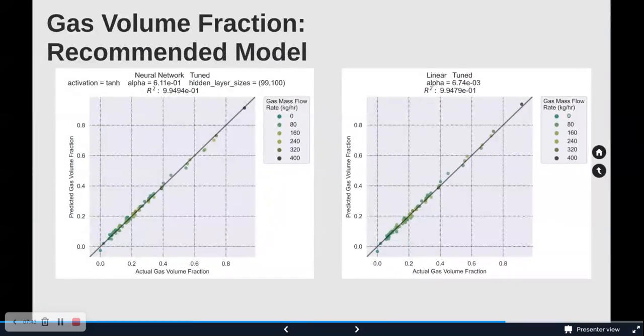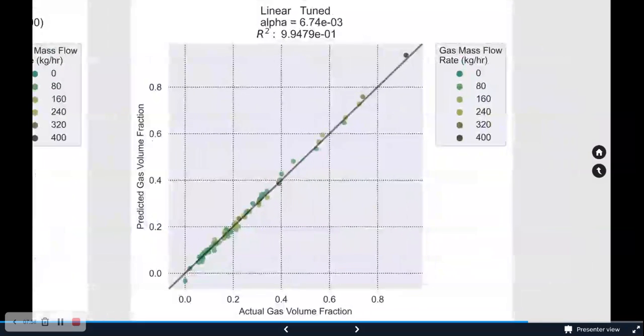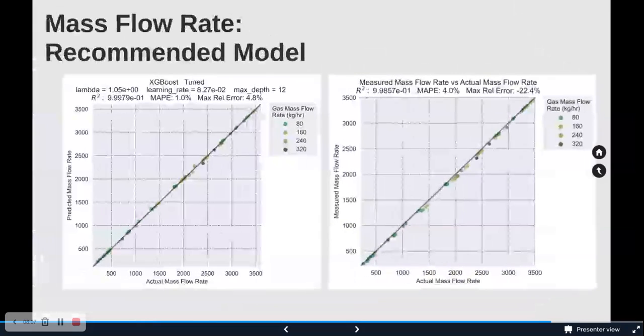So the models that I would recommend for the gas volume fraction are either that neural network I was just talking about, or perhaps the linear model, which performed very comparably to the tuned neural network. Realistically, it's probably better to choose the linear model. It's less computationally costly to train and test and deploy. So this is the model I would recommend.